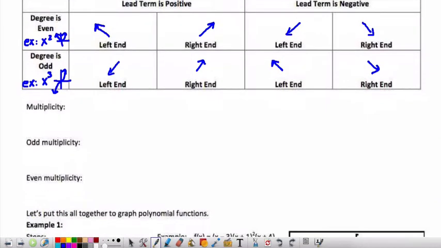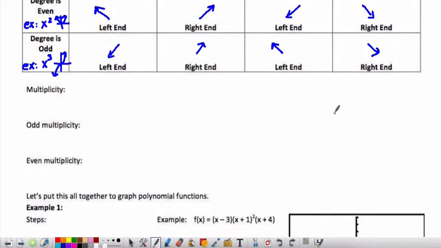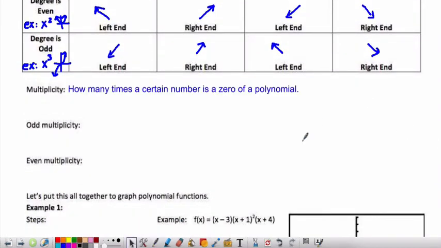In a moment, we're going to pull all these things together. But first, let me tell you about multiplicity. In kind of simple terms, multiplicity just means how many times a certain number is a zero for a polynomial. That's a very basic way of saying it. It might be a little confusing, so let me give you an example here.